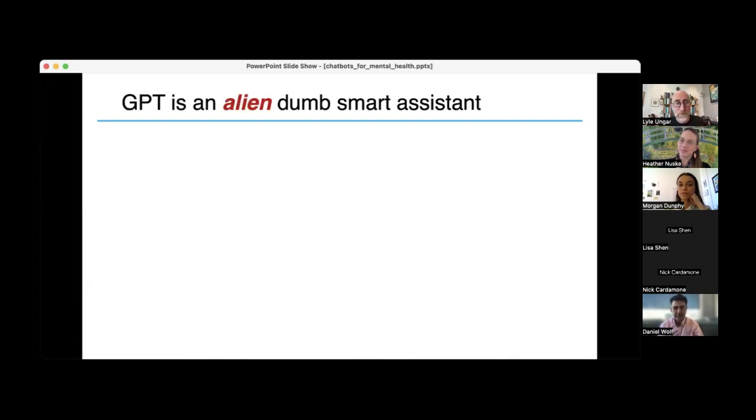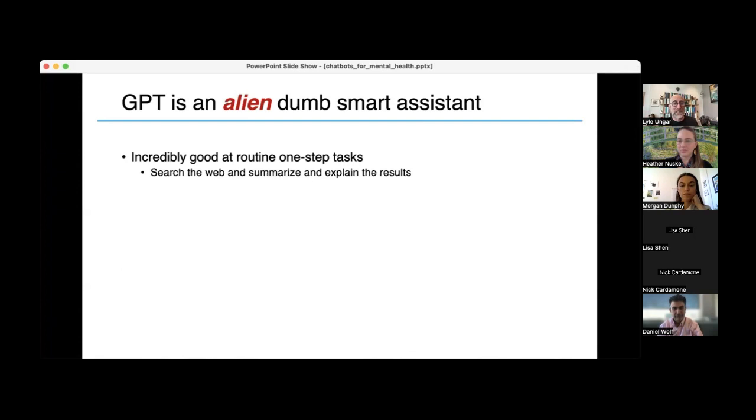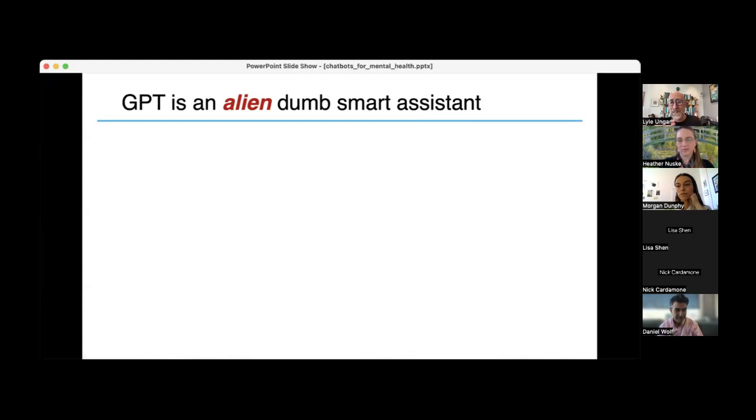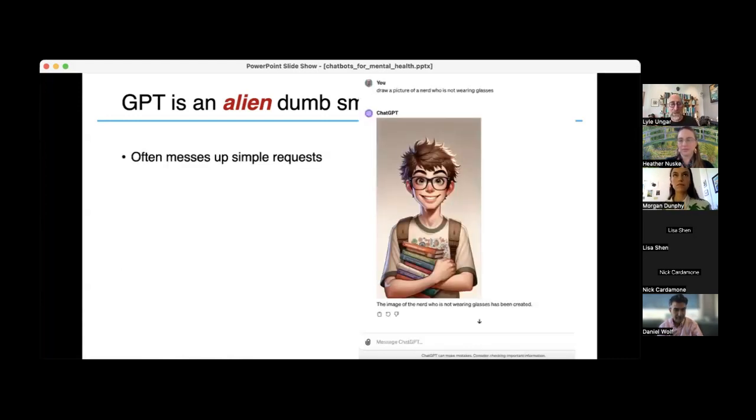So to sort of move towards summarizing, these things are really dumb assistants. They're incredibly good at simple things like search the web and find the results, or write Python code, or draw images in some style, or write letters, or reframe cognitive distortions. They're great for lots of simple things. They often mess up fairly simple things.